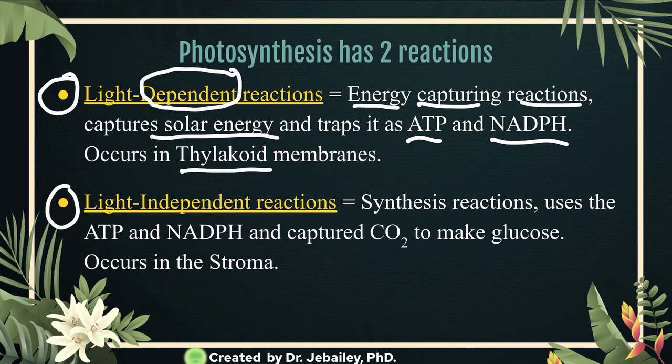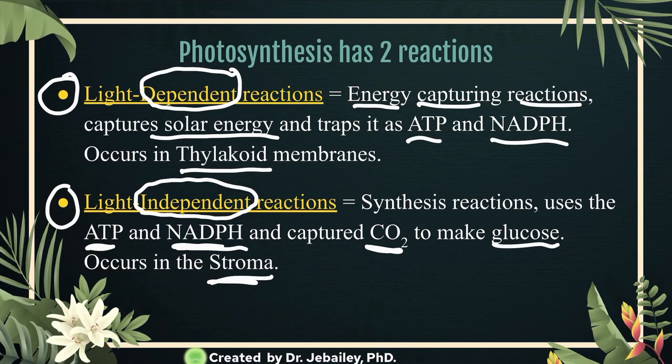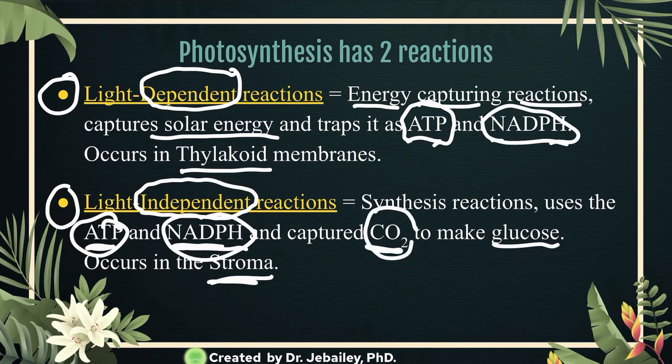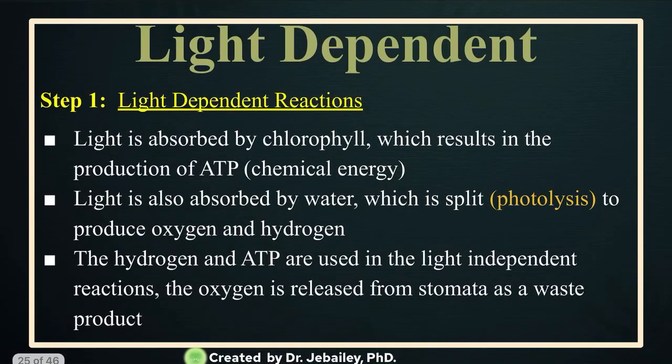The second one says light independent, which means I do not need the sunlight. In this one, you're taking ATP and ADPH, which are the products of the first one, and you're taking CO2 and you're creating glucose. And this is happening in the stroma, just like I showed you. Now, notice how here ATP and ADPH is the product of the first reaction, but here it is the reactant of the second reaction. And you can see that CO2 is only used in the second reaction, not the first one. So we're going to go into more detail for each one of them.